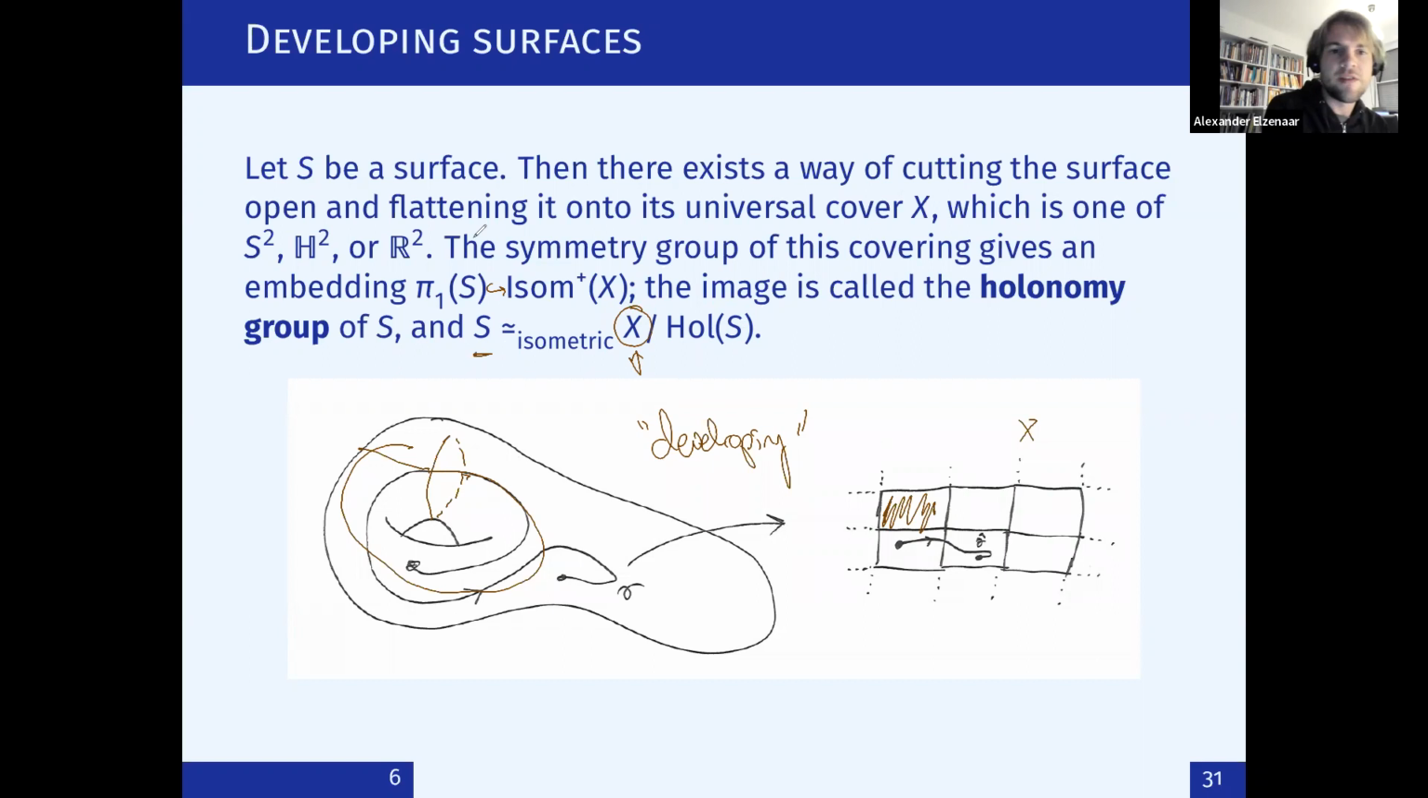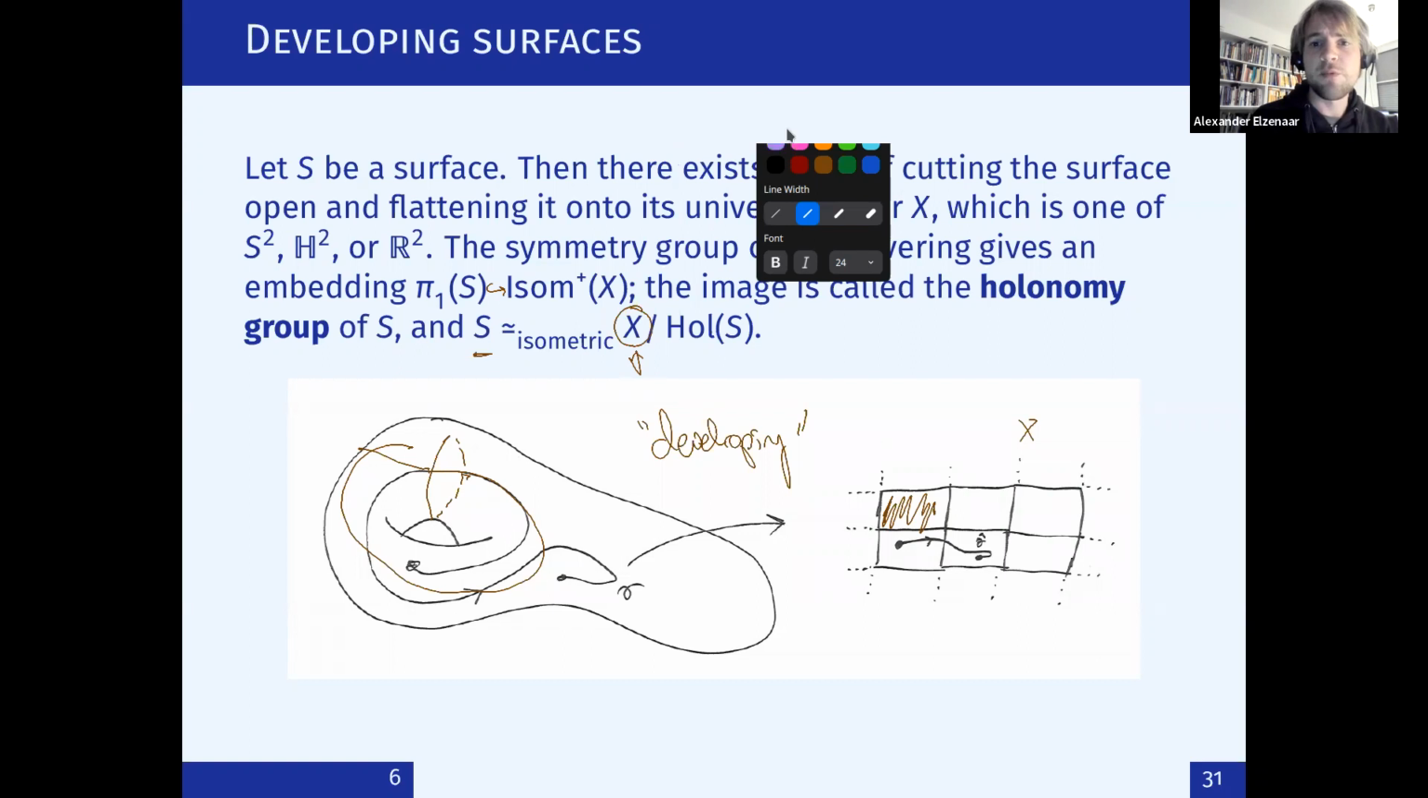By the uniformisation theorem, the surface has either spherical, hyperbolic, or Euclidean geometry. So there are three possible geometric covers: the sphere, hyperbolic two-space, or the normal Euclidean plane. So this geometry X is intrinsic to the surface, and then the holonomy group is giving you the information about how the geometry is sitting globally on the surface. So that's the theory in 2 dimensions.